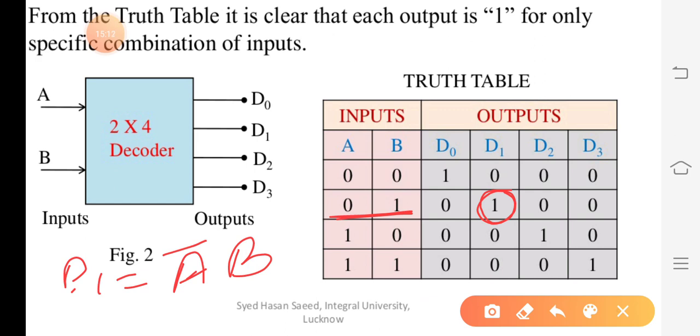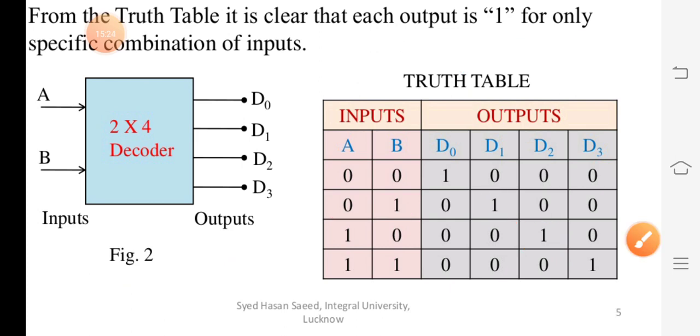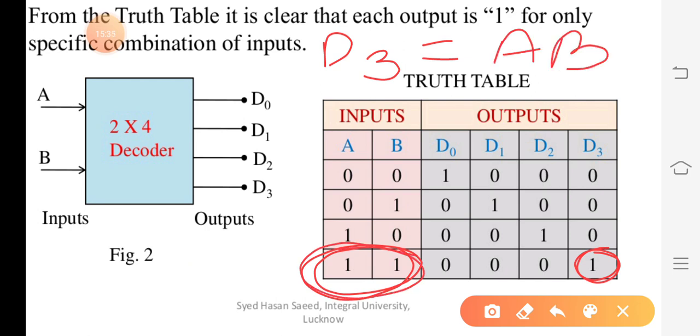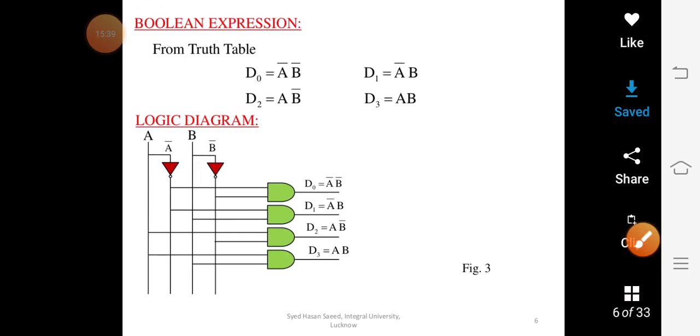Done. Now if I want to write for D2, D2 is equal to 1 0. 1 0 means A B bar. Same for D3, you will write here for D3 it will be 1 1. When will D3 produce output, when will it be active? When the input combination will be 1 1, that means A and B, right?